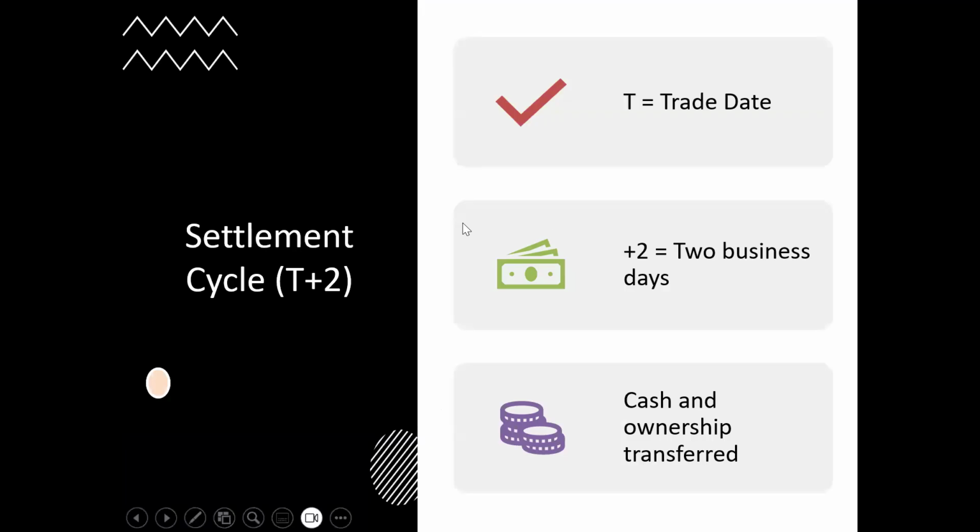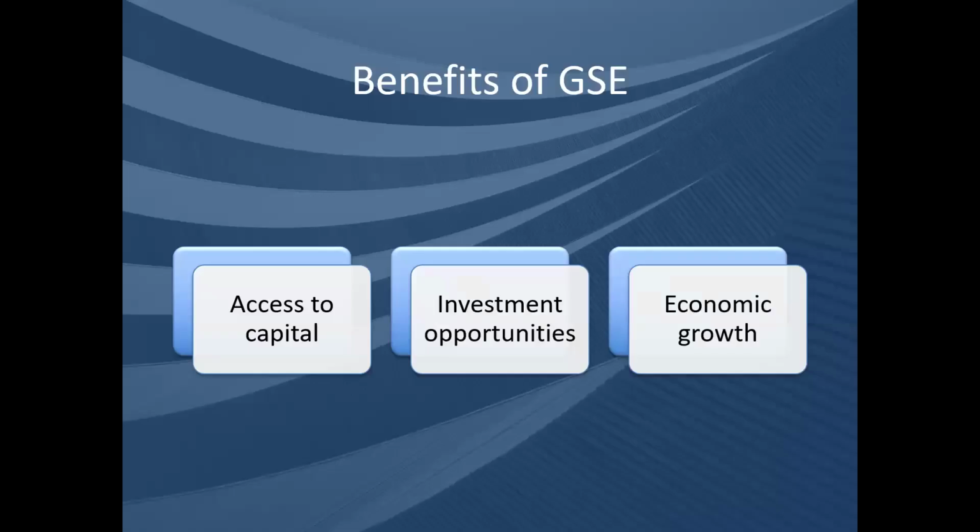Now, this is what happens when you buy shares. When you buy your shares or securities, the day you execute the trade, it takes 2 business days before the cash or ownership of the particular security will be transferred to you. Okay, so we call it T plus 2. T is the trading date, then plus 2 is the 2 business days it has to take for you to actually get the ownership or your cash.